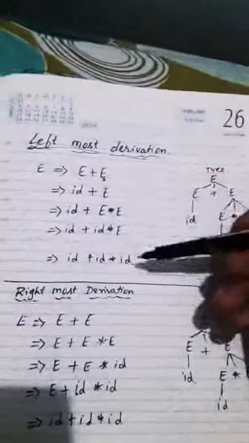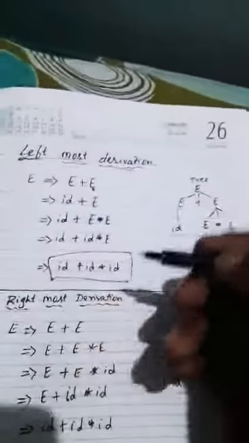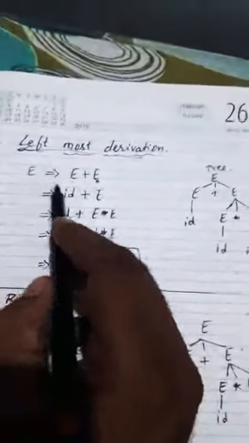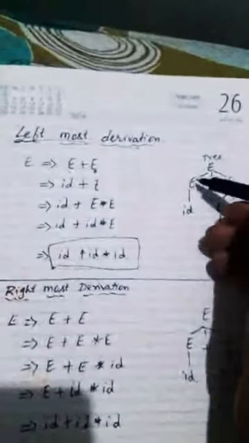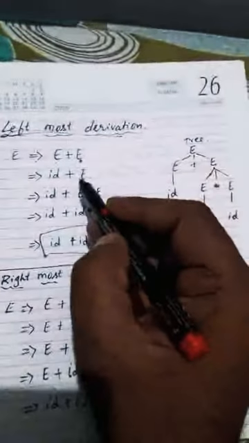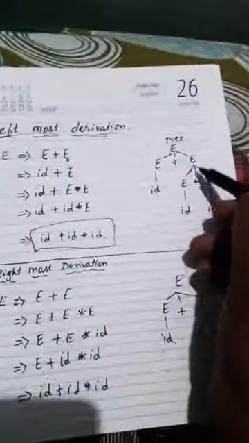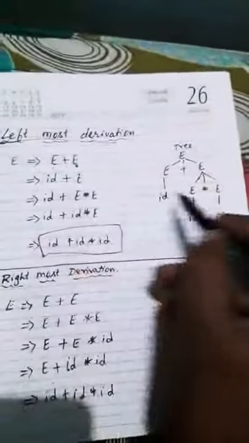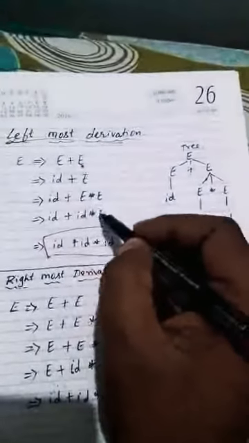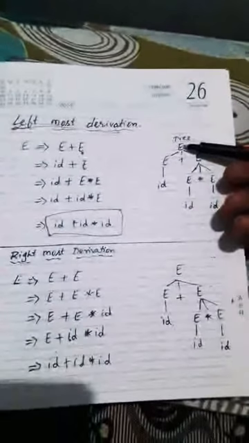For this, its equivalent derivation tree will be, look at the string that I have got, ID plus ID into ID. Let us see its equivalent derivation tree. E is initially defined as E plus E. Then the leftmost E is replaced with ID. Then this E is replaced with E into E. Then this E is replaced with ID, and this E is replaced with ID. Now see here, the root node is the starting symbol.